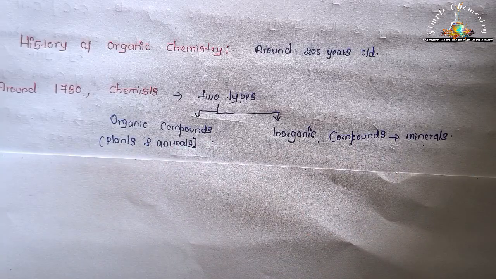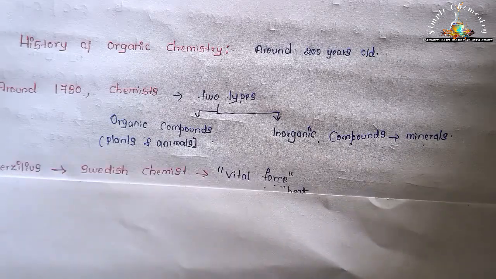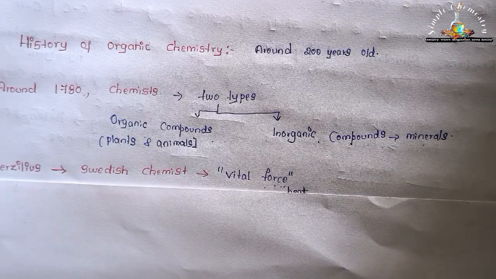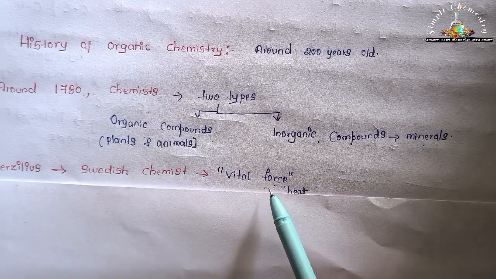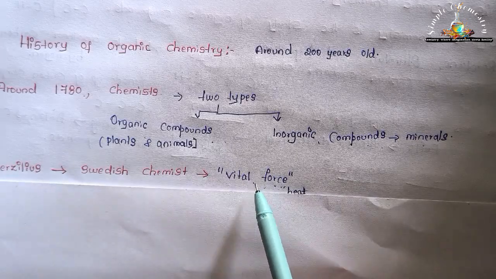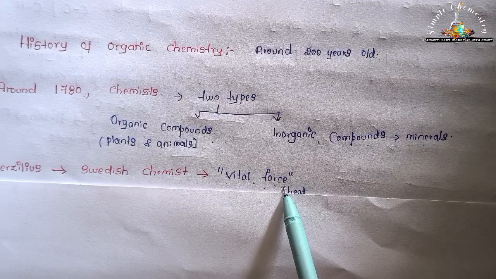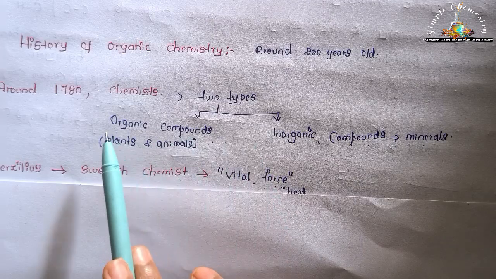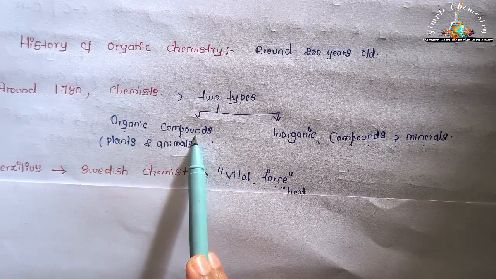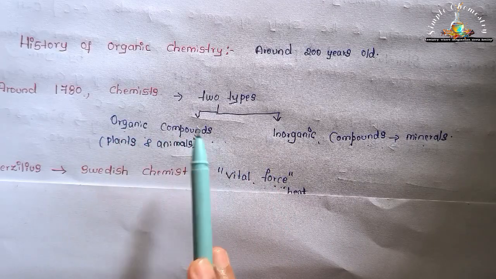After that, one of the scientists, Berzelius, a Swedish chemist, proposed a theory that we call the vital force theory. In this theory, he says that there is a force which is responsible for the synthesis of organic compounds, and we can't synthesize organic compounds in the lab.